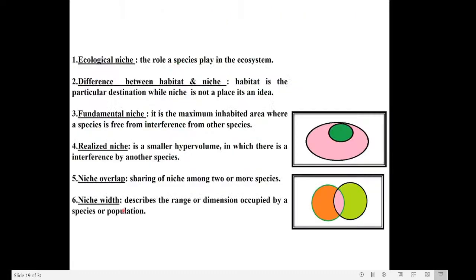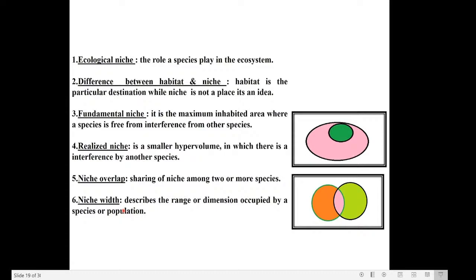And some important terms are from the previous sessions, because what is upcoming is fully interaction based. Here in this slide is the role species play in an ecosystem. The difference between habitat and niche: we know where it lives is the habitat, while the niche is not a place, it is how it takes its food. The fundamental niche means the maximum habitable area where the species is free, with no interference and no other species, only one species occupying the large place. That is the fundamental niche.